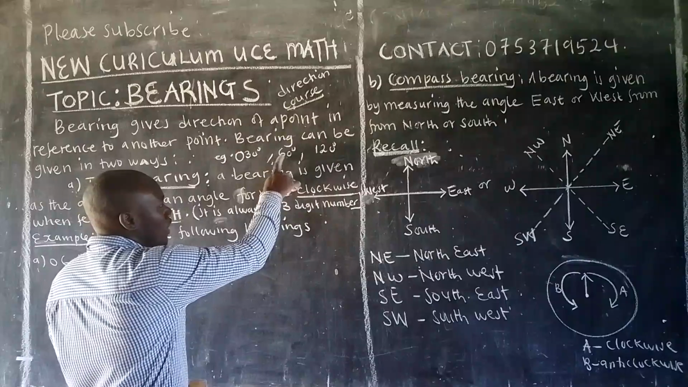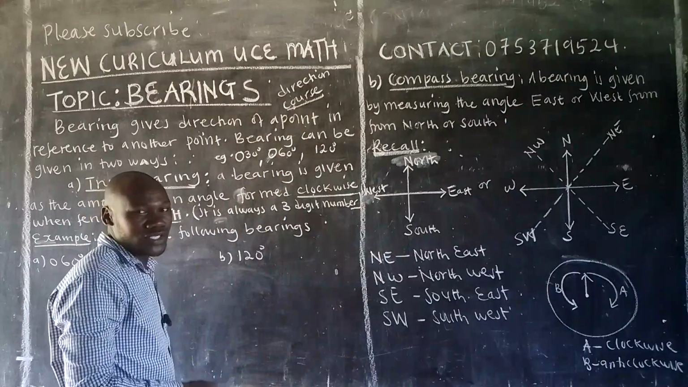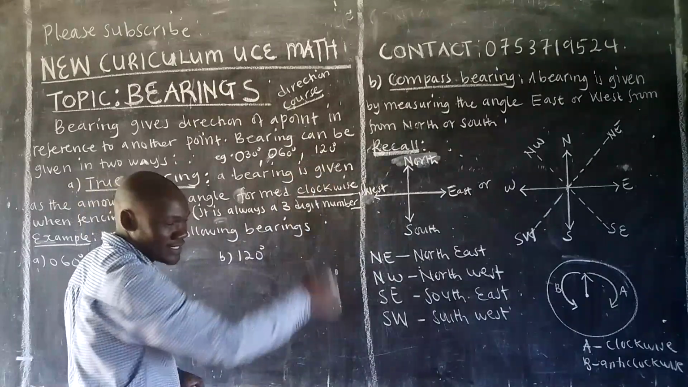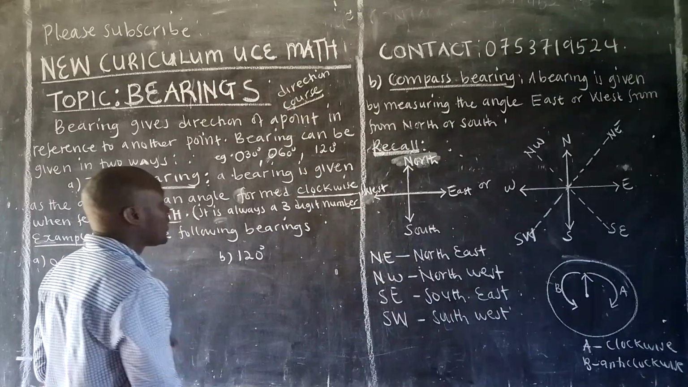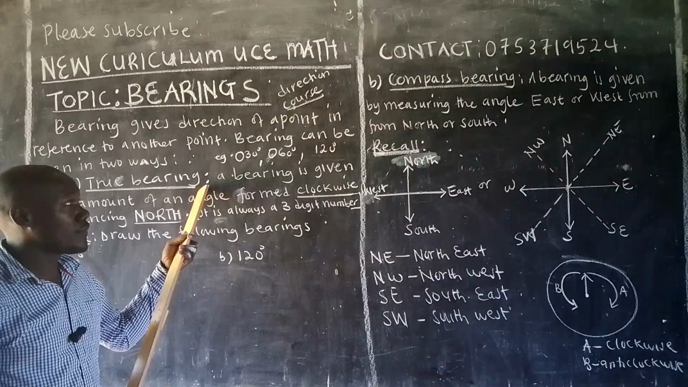How about this one? How many digits are there? 1, 2. But in bearings, it must have a 0 in front. So 0, 6, 0 degrees. Then this is 1, 2, 3. It is just there as 3 digits, so I don't add a 0. So there must always be 3 digits for a true bearing.